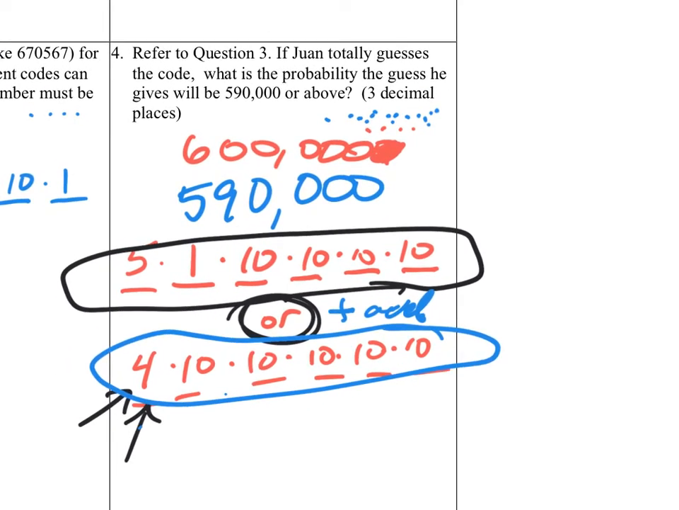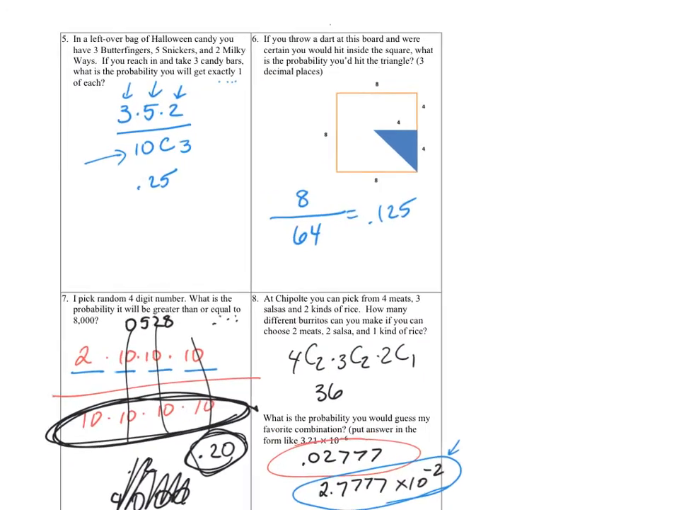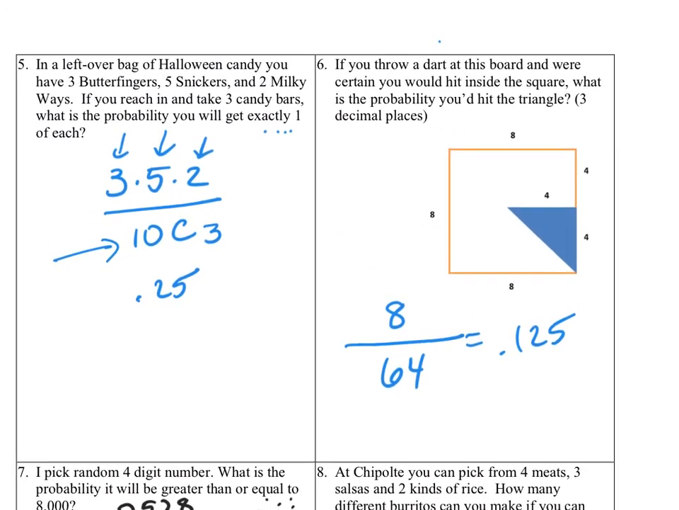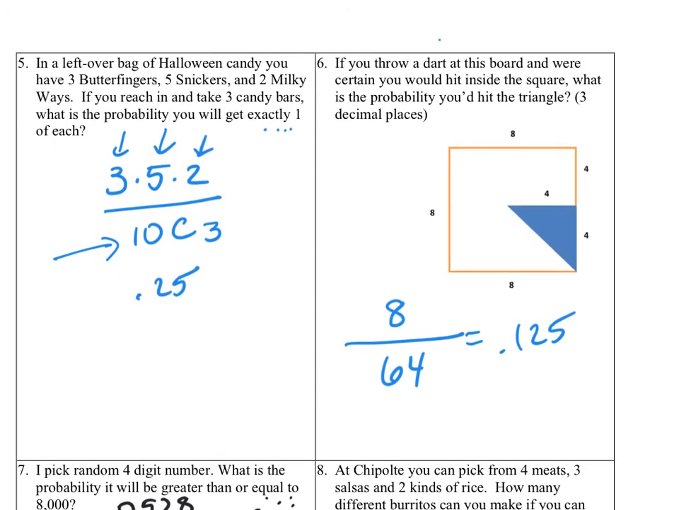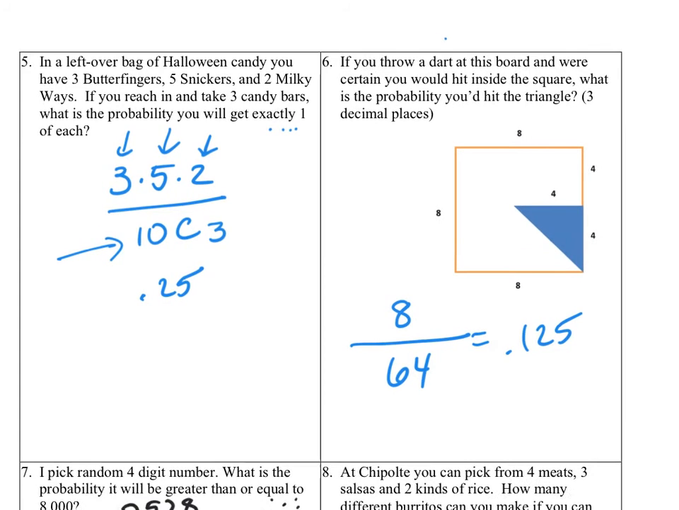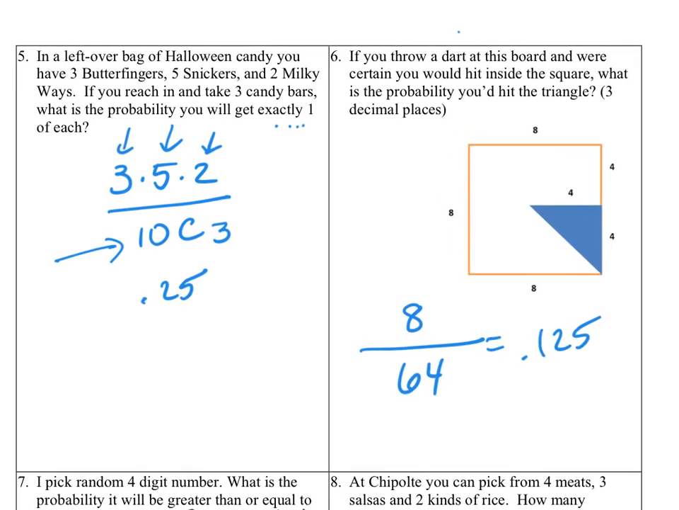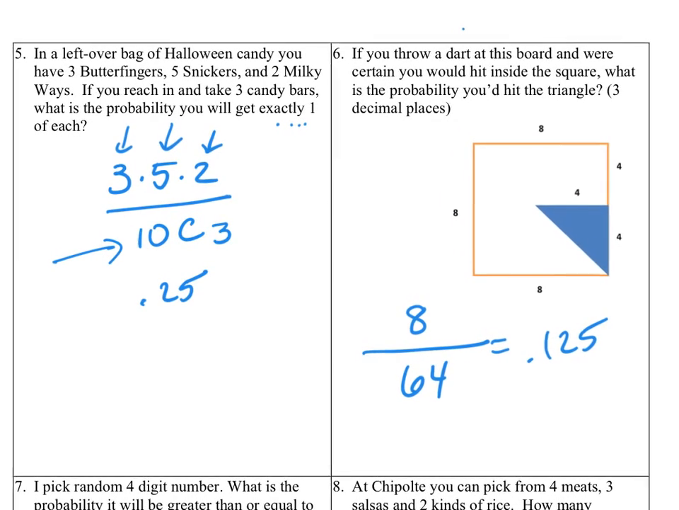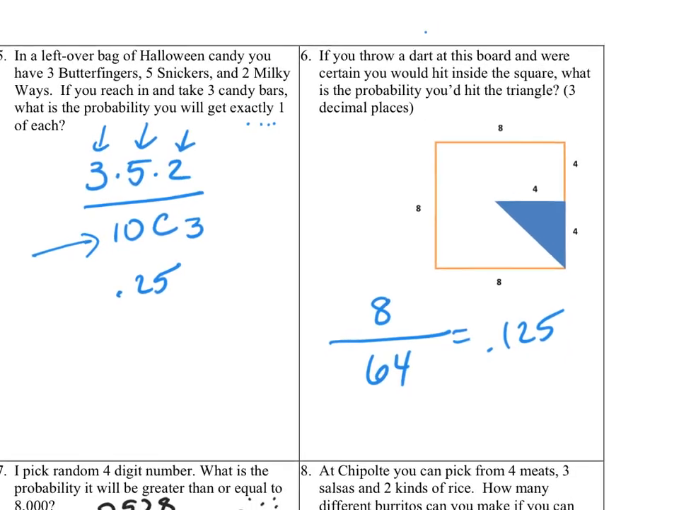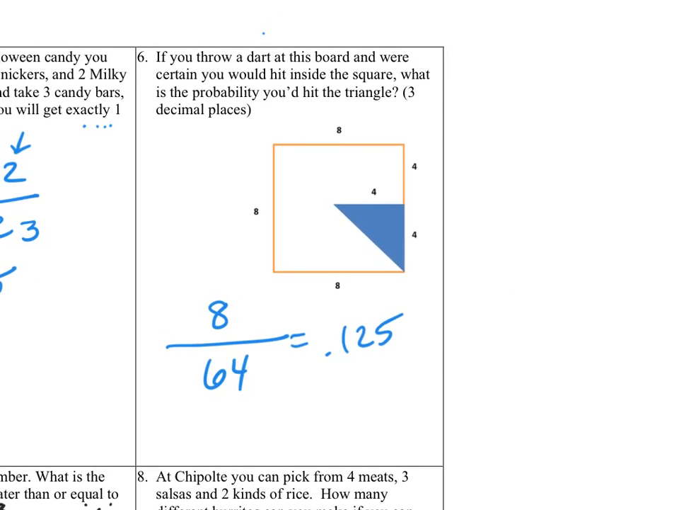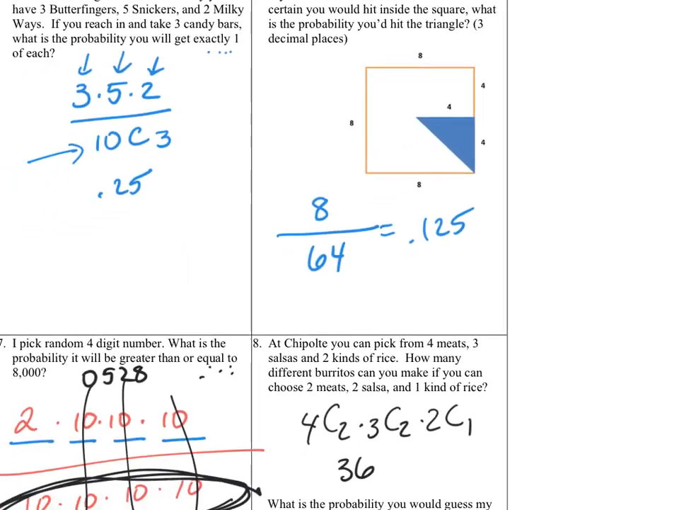All right, moving on. Number 5, I personally probably would have written 3 choose 1 on the top of that one, and 5 choose 1, and 2 choose 1. But the kid that was doing it was smart enough to know that that's just 3 times 5 times 2. So when you divide it out, you get 0.25. On number 6, the area of the triangle, a lot of people mess up and think it's 16, but you divide that by 2, so it's 8 out of 64, which is 0.125.